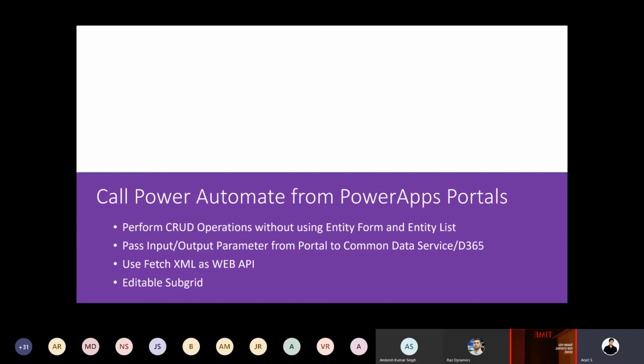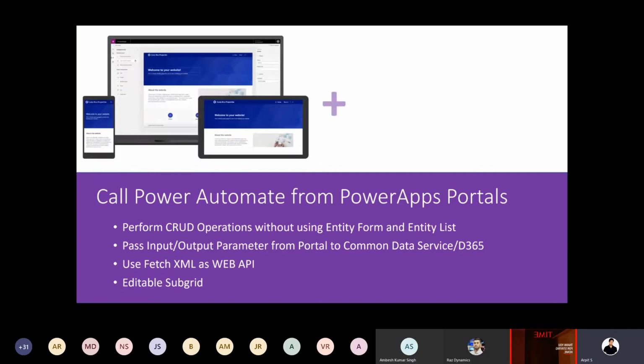Let's first discuss how Power Automate is integrated with the Power Apps portal. It fulfills a lot of requirements. Like I already told you, in the earlier portals we did not have any option to perform CRUD operations. We only had entity forms and entity lists, and using those we could only create, update, and delete data. But in most cases, when we have to bind a custom HTML table or create a custom HTML grid, we had no option to push the data directly into Dynamics 365.